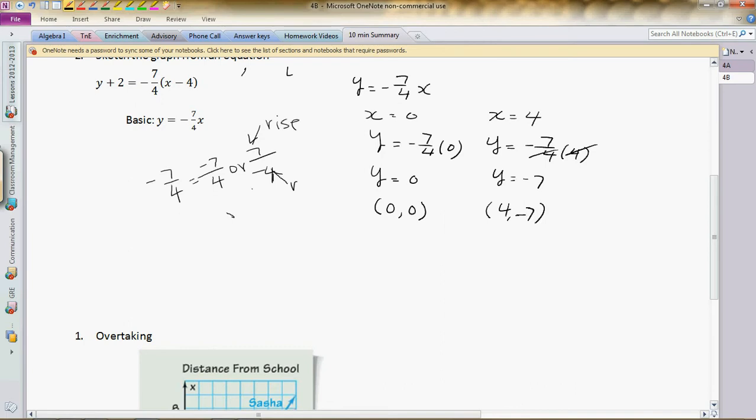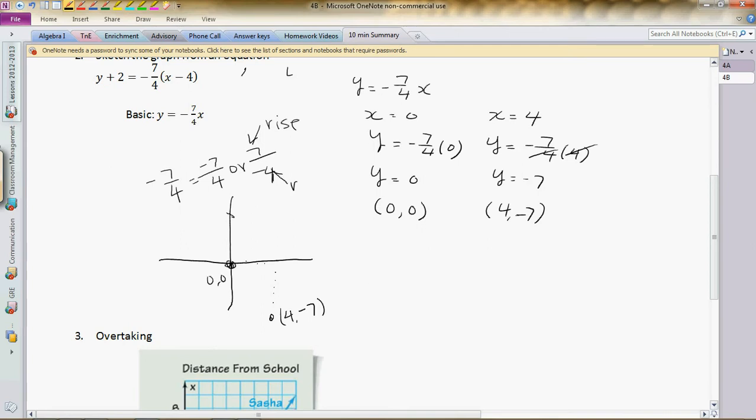So let's plot the original line, which is 4, negative 7. So it's 1, 2, 3, 4, 1, 2, 3, 4, 5, 6, 7. And that's 4 and negative 7. And another point is right there, which is 0, 0. And if you draw a line, let's hope that I can do it.